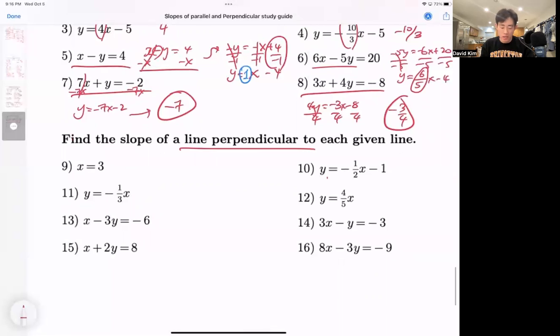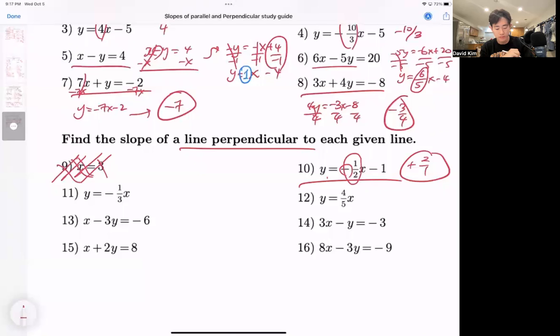Find the slope of a line perpendicular. We're not going to do something like number 9 here. Let's do this one. Notice how the slope is negative 1 over 2. Now you reciprocate it, it becomes 2 over 1. It's negative originally, so it's going to be positive. So it's positive 2 for number 10.